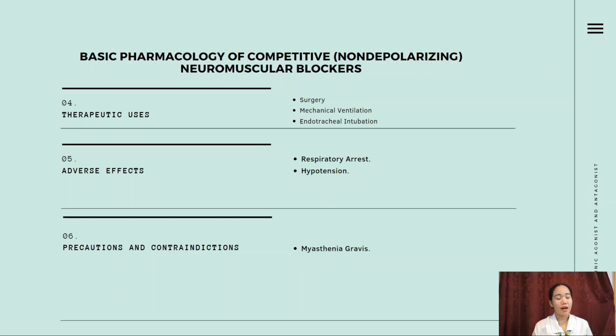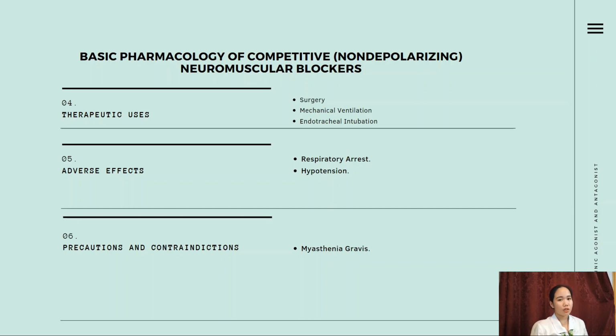Next, we have the adverse effects. We have two adverse effects, which are respiratory arrest and hypotension. Respiratory arrest can result from respiratory muscle paralysis. Therefore, facilities for artificial ventilation must be available right away due to this risk. Next, we have the hypotension. One competitive agent, which is atracurium, can release a significant amount of histamine.